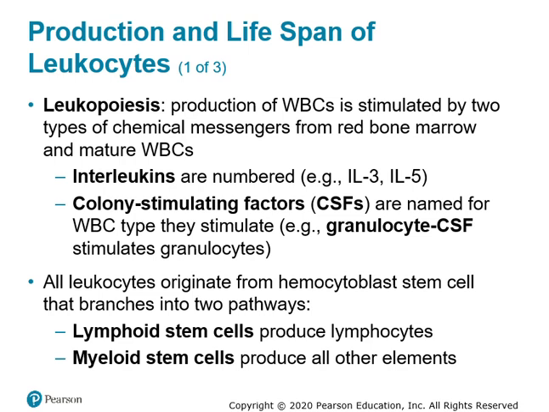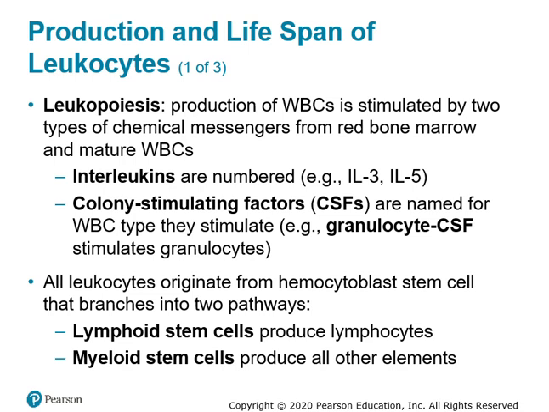And this process is going to be stimulated by two types of chemicals, interleukins and colony-stimulating factors. Interleukins are generally numbered and abbreviated IL, like IL-3 and IL-5, and colony-stimulating factors are abbreviated CSF and named after the white blood cell type that they stimulate, like granulocyte CSF stimulates granulocytes.